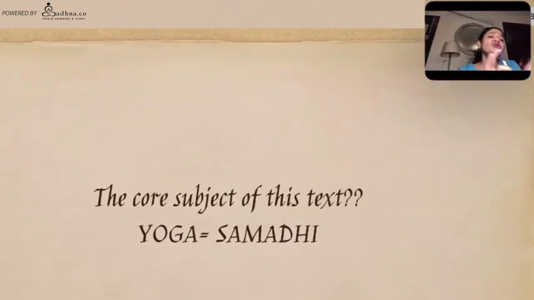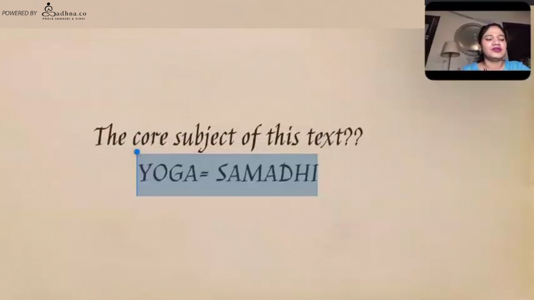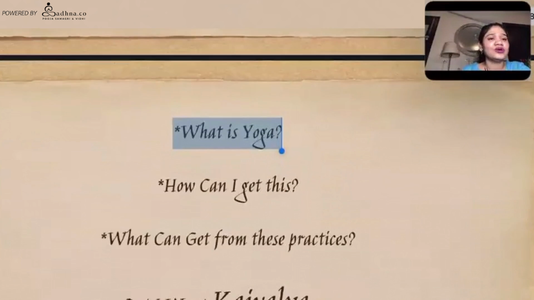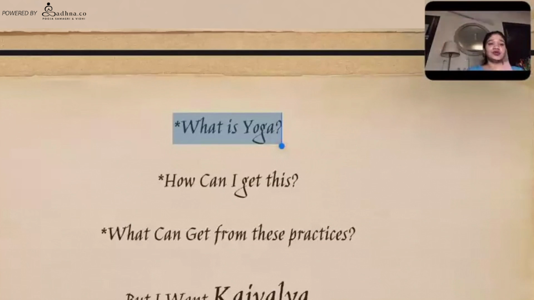So the core subject of this text is yoga, right? Yoga is equal to samadhi, because in the Vyasa Bhashya he clearly mentioned that yoga is samadhi. Yoga has three different meanings, which we will talk about some other day. For now, yoga is samadhi. The second question is, what is yoga? The third question is, how can I get this? The fourth question is, what can I get from these practices? And then let's say I want Kevalya.